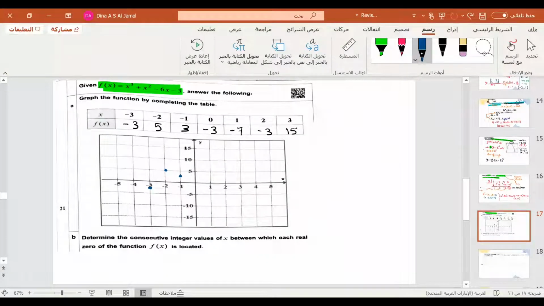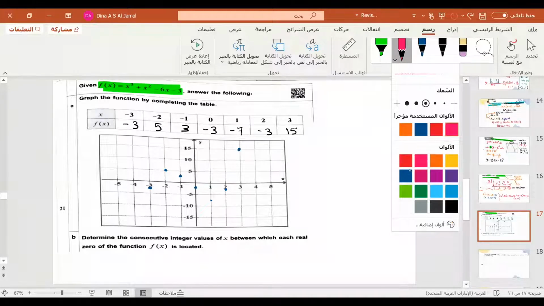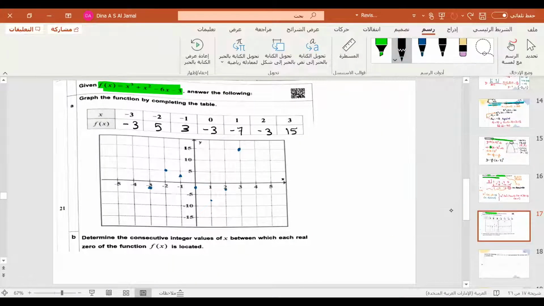So you are having -1 and 3, then 0 and -3, so somewhere here, for example. Then 1 and -7, let it be somewhere here. 2 and -3, 3 and 15. And now with connecting them, I will be trying to be accurate using the line.